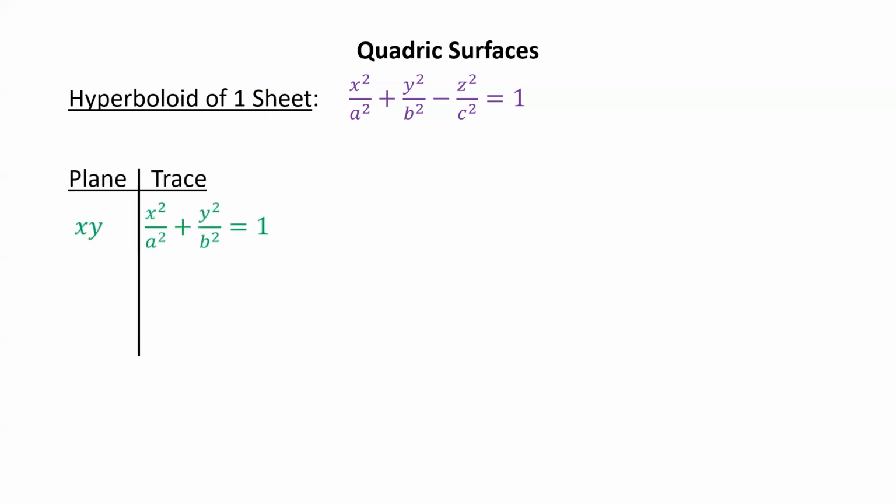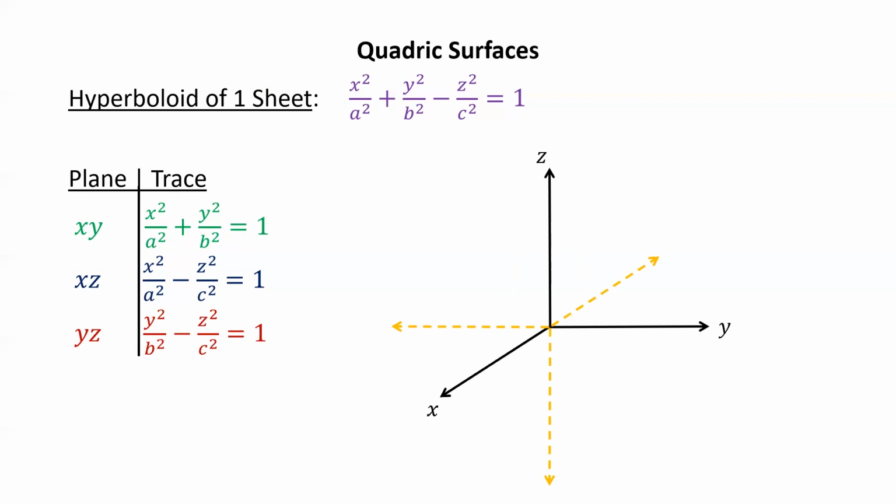Once again, let's look at the traces in various planes. In the xy plane, we get x squared over a squared plus y squared over b squared equals 1. Again, an ellipse. In the xz plane, by setting y equal to 0, we get x squared over a squared minus z squared over c squared equals 1. And this looks like the equation of a hyperbola. And in the yz plane, we have y squared over b squared minus z squared over c squared equals 1. Again, another equation of a hyperbola.